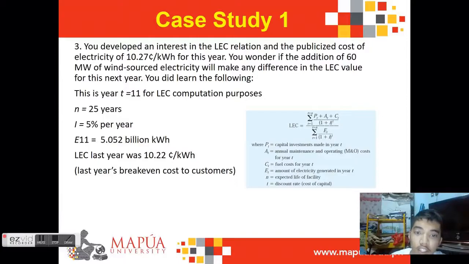Here on the right side of the slide, we have the formula for the LEC, where N is the expected life of the facility, I is the discount rate, and E is the amount of electricity generated in year T, where T is equal to 11.